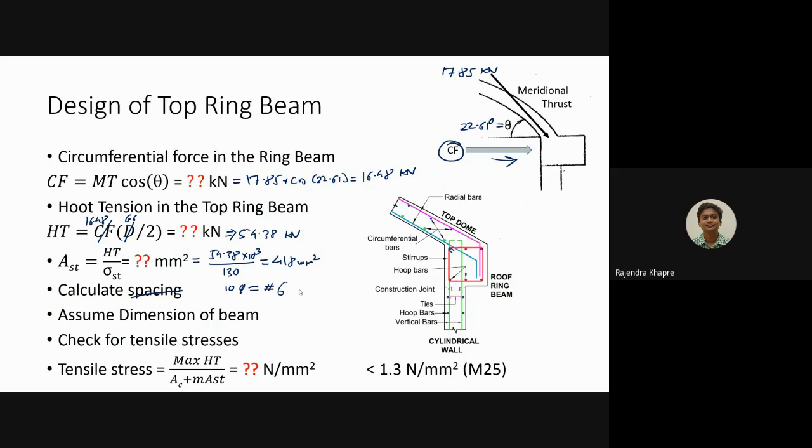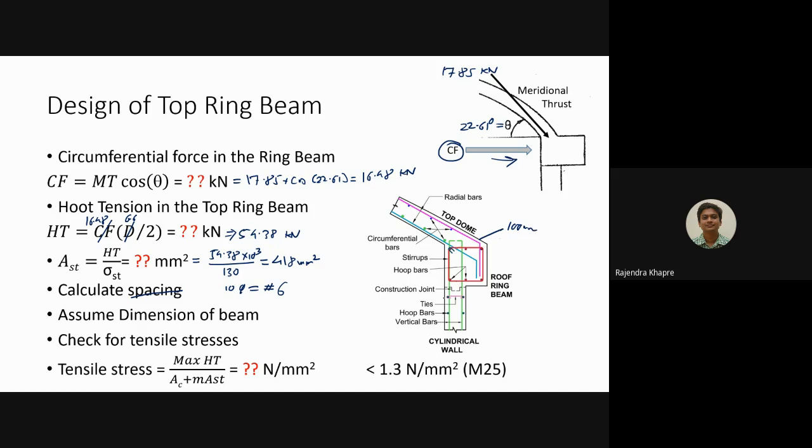So we know that now we have to provide 6 bars to resist the tension. Okay, now we have not yet decided the beam dimensions. Beam dimensions basically depend on the size of the wall as well as the size of the dome. If you remember, the dome thickness was 100 mm.